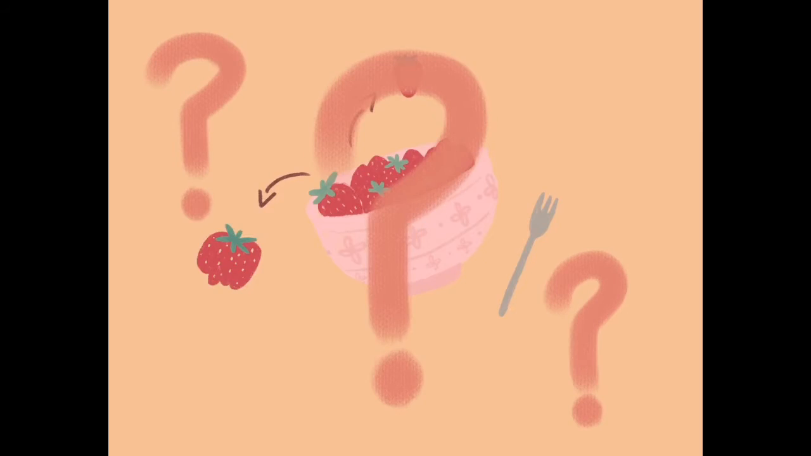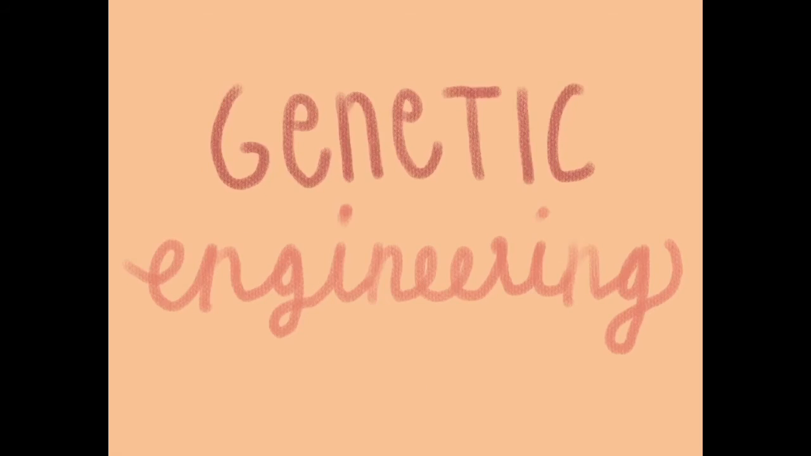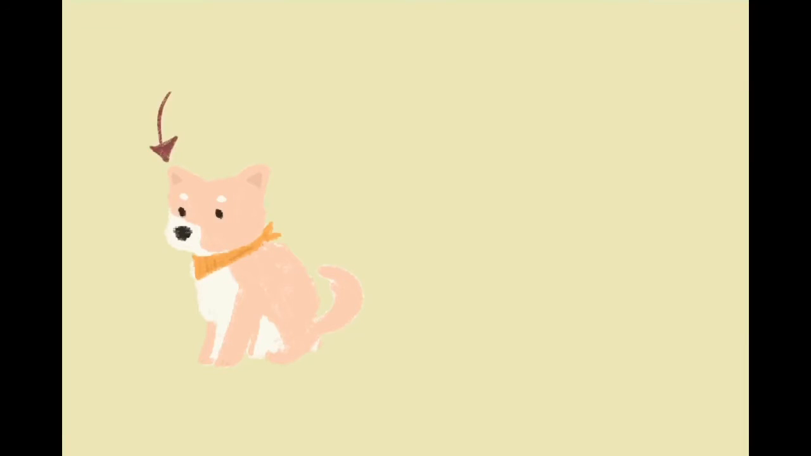Imagine eating a bowl of strawberries. You notice that one looks much bigger than normal. You then start to wonder why this happens. This is because of genetic engineering. Genetic engineering is changing a living organism's DNA for a specific purpose.